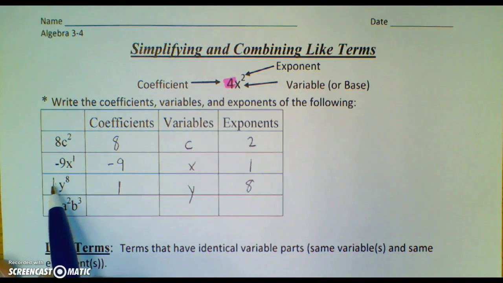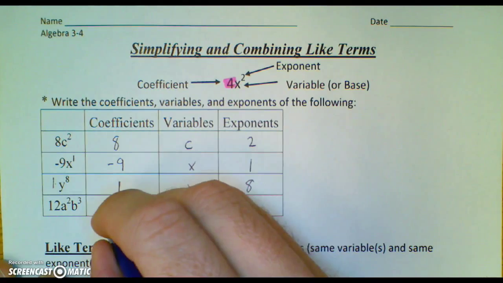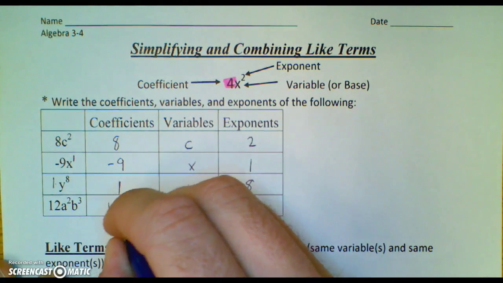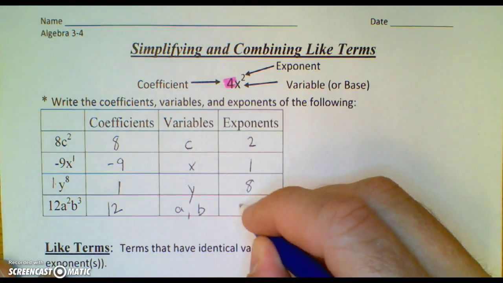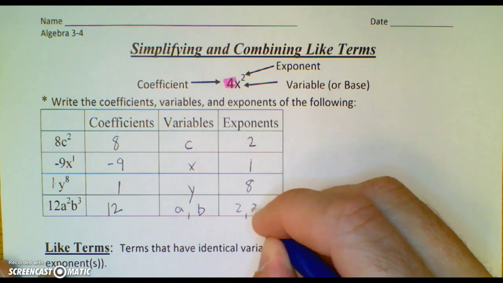Why is 1 a coefficient? Well, if you multiply anything by 1, it stays the same, so nothing changes if I keep the 1 there. In this problem, I have 12 as my coefficient, and I have 2 variables, a and b, and my exponents are 2 and 3.